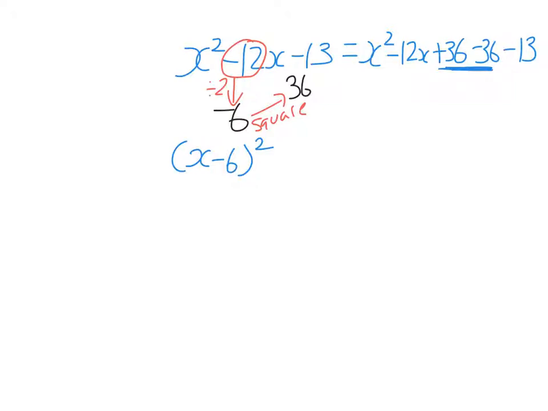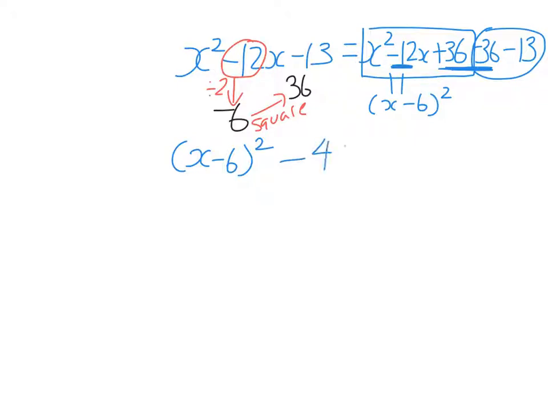The reason I'm writing this is because this part will be a perfect square. This part here is equal to (x − 6)². It's −6 again because that's half the coefficient of x. So now I'm left with this other part, −36 − 13, which gives me −49. So now I have something squared minus something squared. I have the difference of two squares.